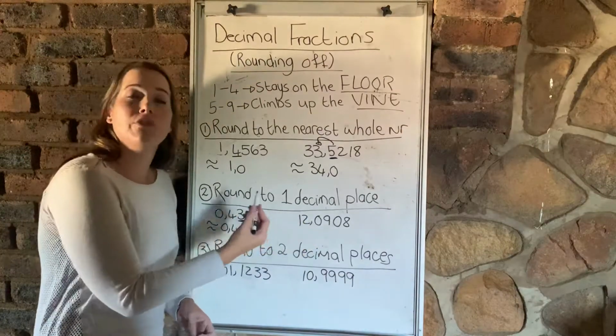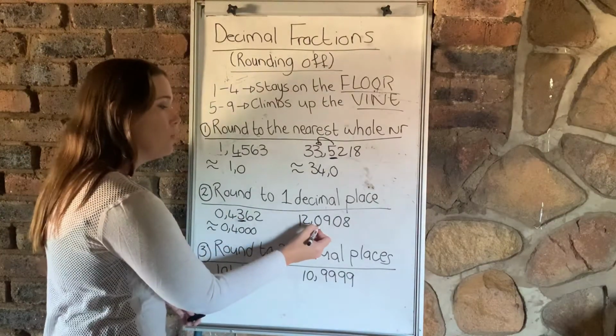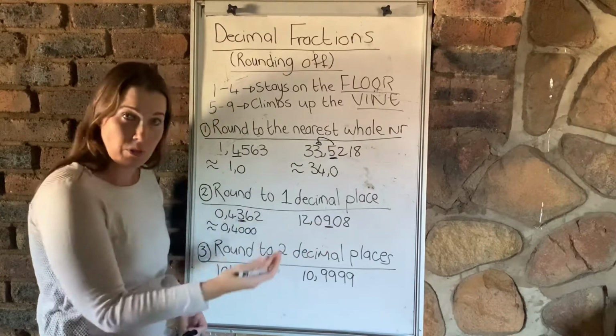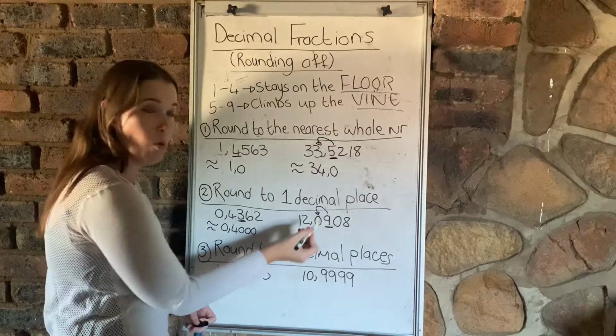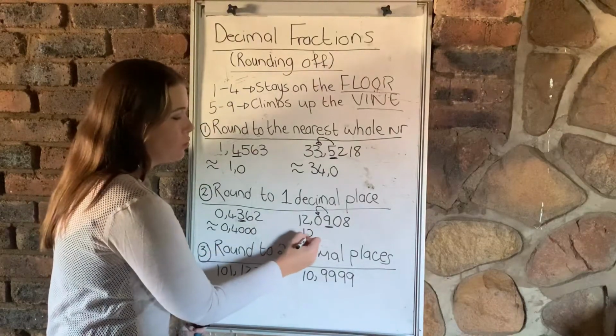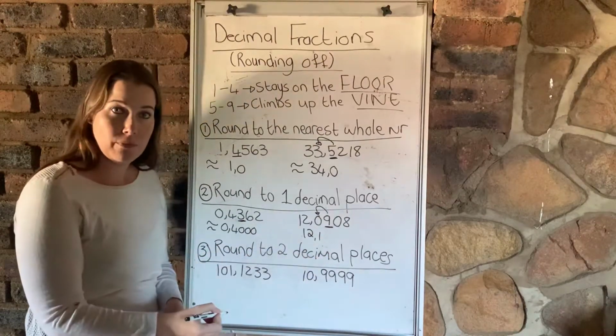Again, if we're rounding to the first decimal, we have to look at the second decimal. 9 goes up, which means this becomes 1 more. So this becomes 12, 1.